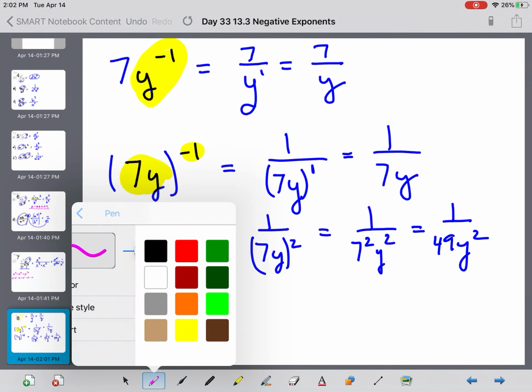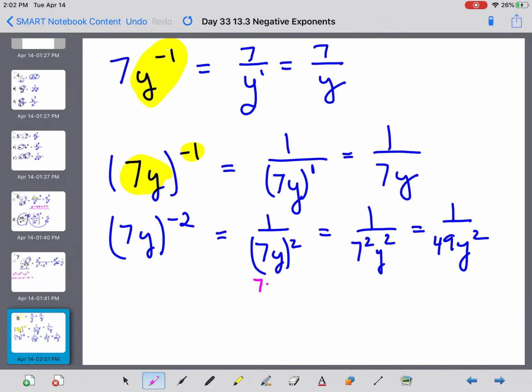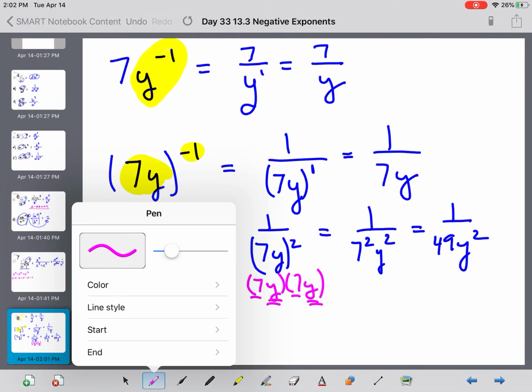You also could have thought about this step right here being squared. That is 7y times 7y. So that might help you see, hey, there's the 49, because big numbers still get treated like big numbers. 7 times 7 is 49. And then y times y gives me a y squared.